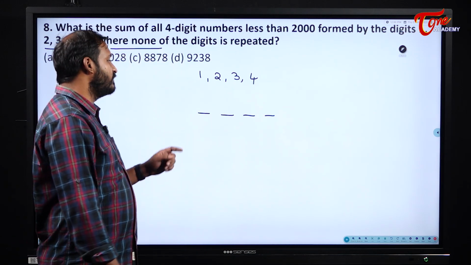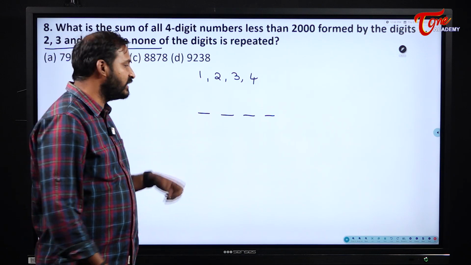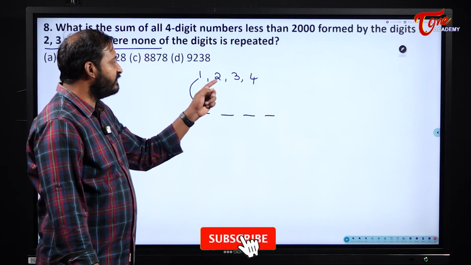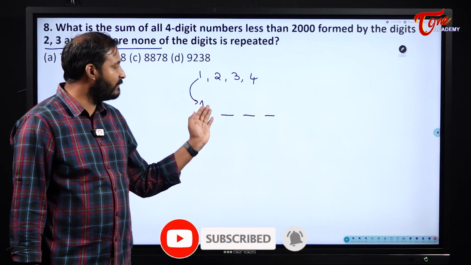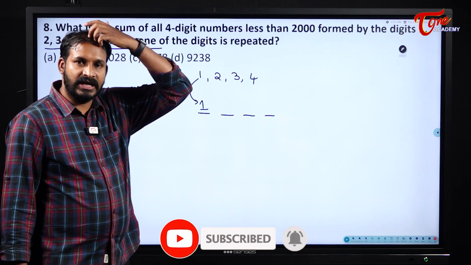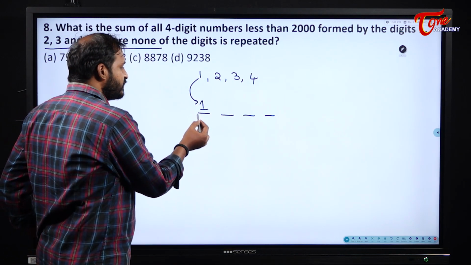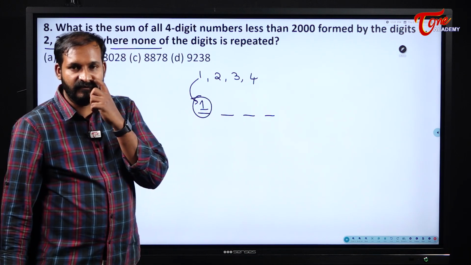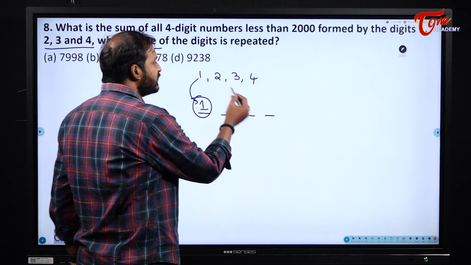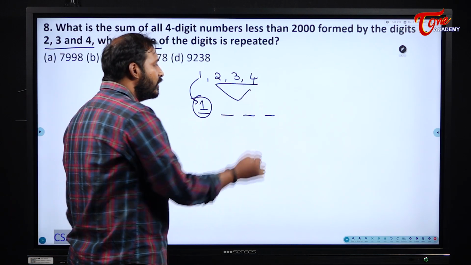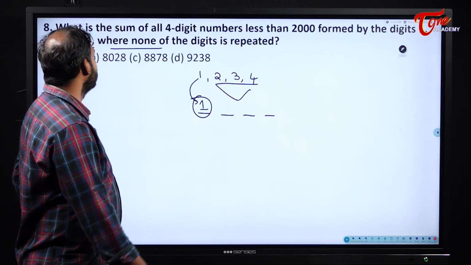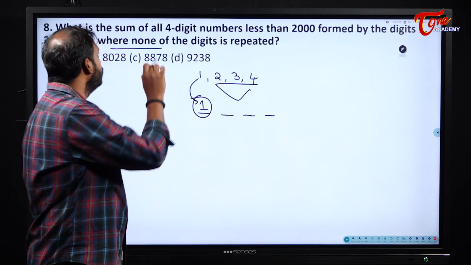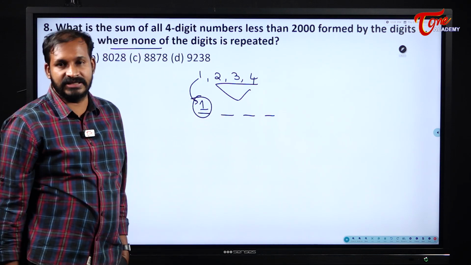Less than 2000 means my number should always start with 1 only. Why? Because if it starts with 2, 3 or 4, the number becomes more than 2000. So the first position is fixed for 1, and we cannot change that. From here onwards, I can shuffle 2, 3, 4. None of the digits is repeated, so we cannot use the repetition logic. Next, we need to write the sum of all numbers of this type.